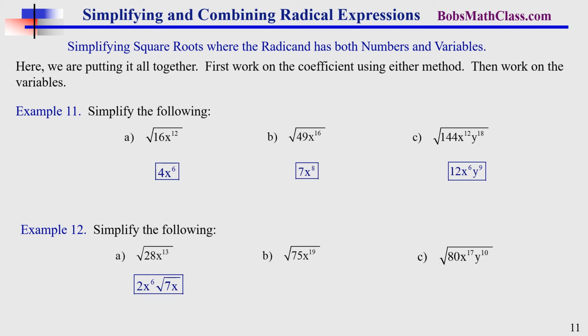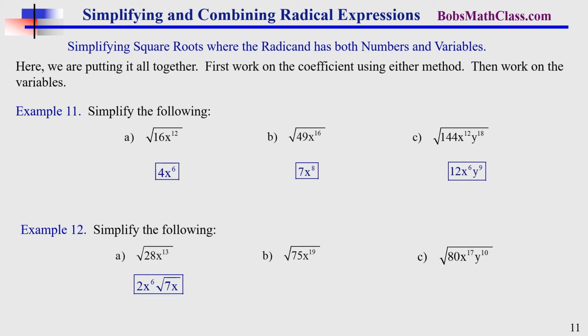When you're doing these, do the numbers first, and then leave space for the letters to be written in between. Okay, so when you write the 2 and then the square root 7, leave a space after the 2 so that you can write your x. 2 goes into 13 6 times, so that's why we have x to the 6 in front, and there's a remainder of 1.